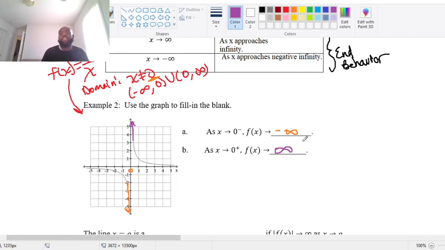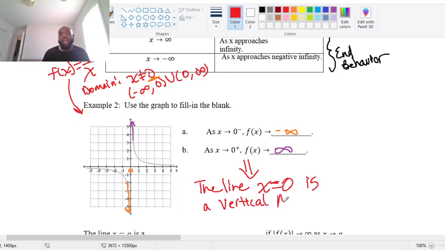So because I have these two things here happening, this tells me that the line x equals 0 is a whole line, a vertical line, so I need to see the x and the equals. It is what we call a vertical asymptote.